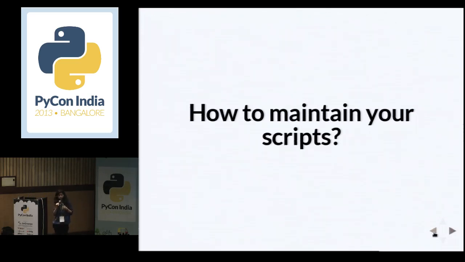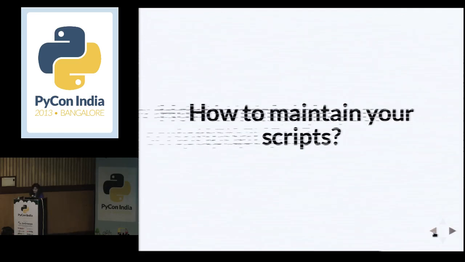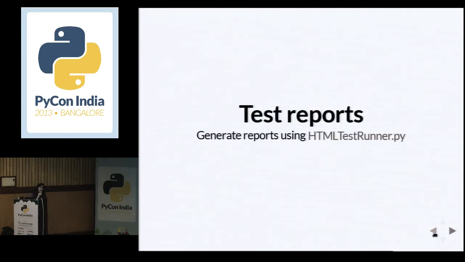Test reports. The developer writes the code, the tester tests it, but the project stakeholder may not want to look at your code or may not have time to sit with you and look at your test run. He would definitely like to have a look at your test report. So it is very important for you to generate test reports. You can generate your test reports using HTMLTestRunner.py. This is an extension to Python's built-in unittest testing framework.